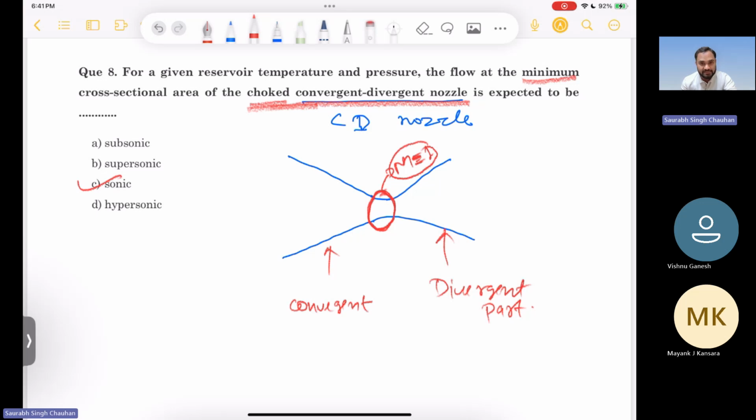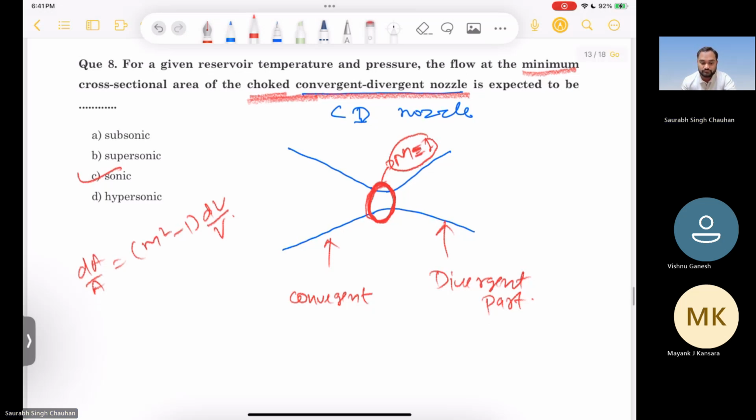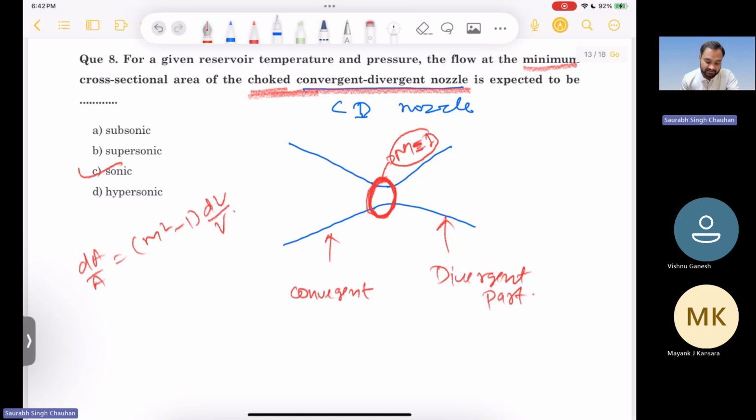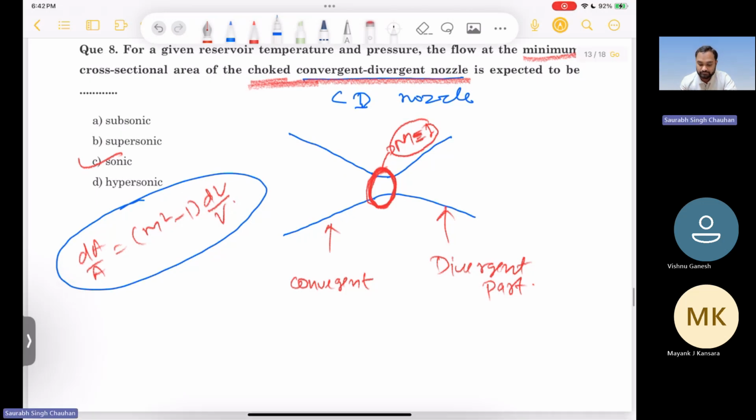And why we have these special shapes can be explained by the equation that we discussed in the previous question, right? The effect of Mach number. Depending on the Mach number at this point, whether it is greater than 1, equal to 1, or less than 1, the behavior of the convergent part and divergent part will be different. I hope this is clear. But one thing you should note here is that this equation is very important, right? Many questions can be answered just by this simple equation.